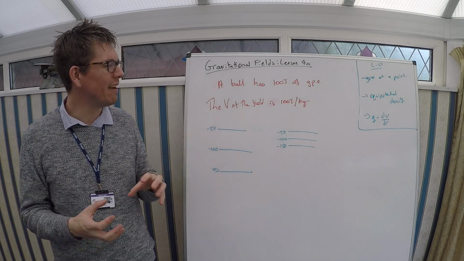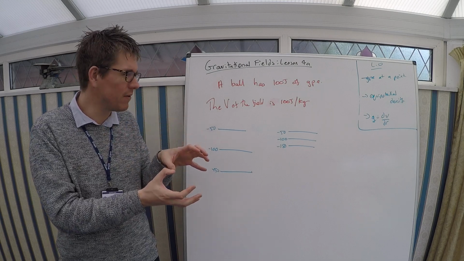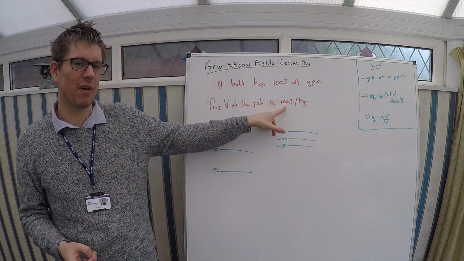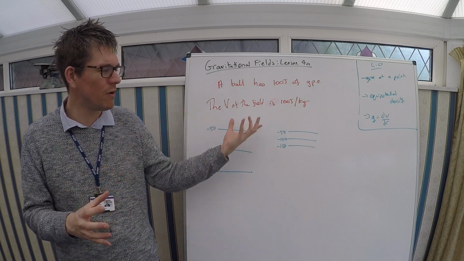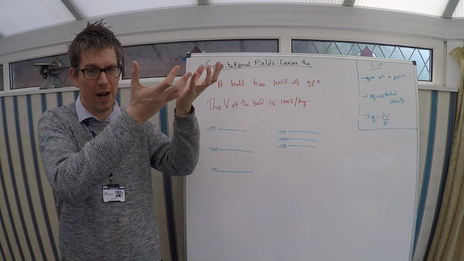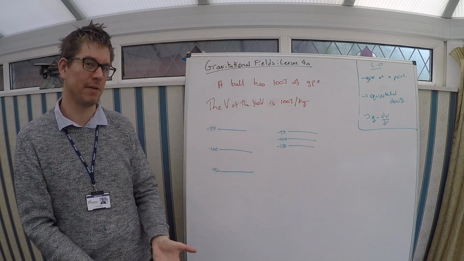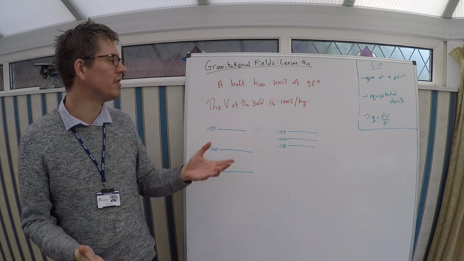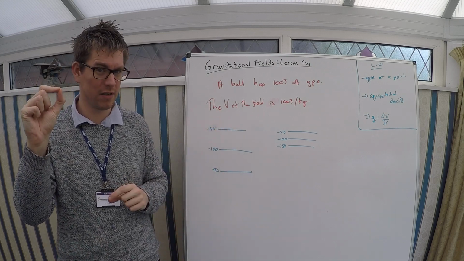So what does this mean? It means if you've got a kilogram of mass at that point in the field, it will have 100 joules of gravitational potential energy. If you've got a 2 kilogram mass, it will have 200 joules. If you move further away, it will have a different amount of potential energy. If you move closer, it will have a different amount of potential energy. So we define the potential of the field at a given point.